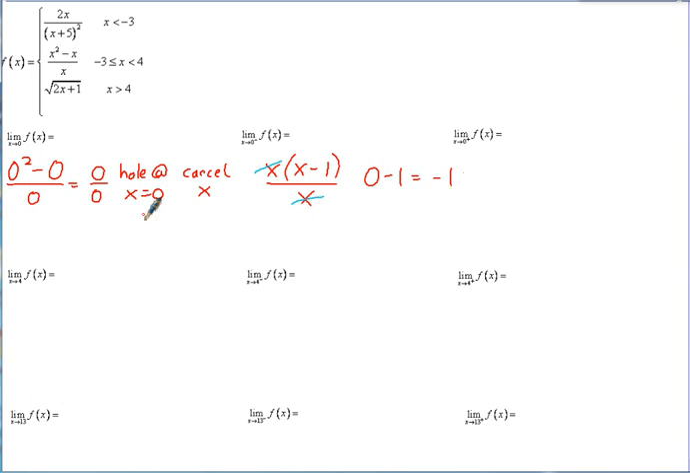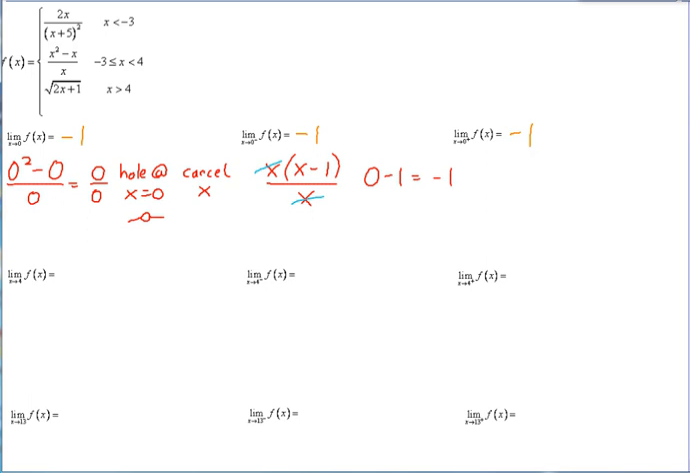And notice this was a hole, right? So when there's a hole, what you're finding there is the general limit, what's approaching from both sides. So that's -1. And if the general limit is -1, you're automatically figuring out the left and right must also both be -1. Otherwise, that wouldn't be the general limit.